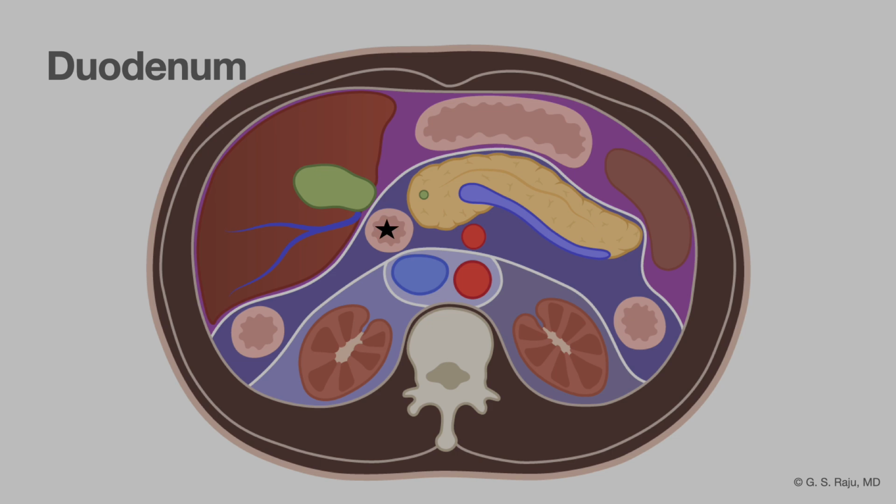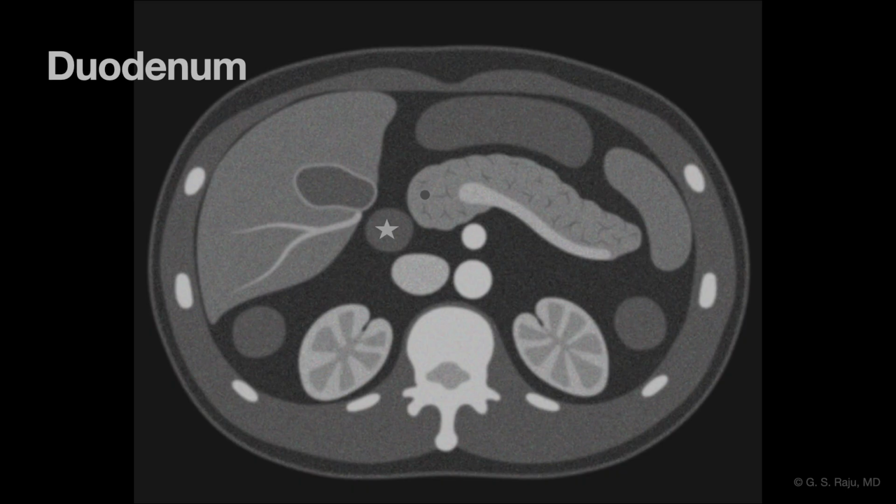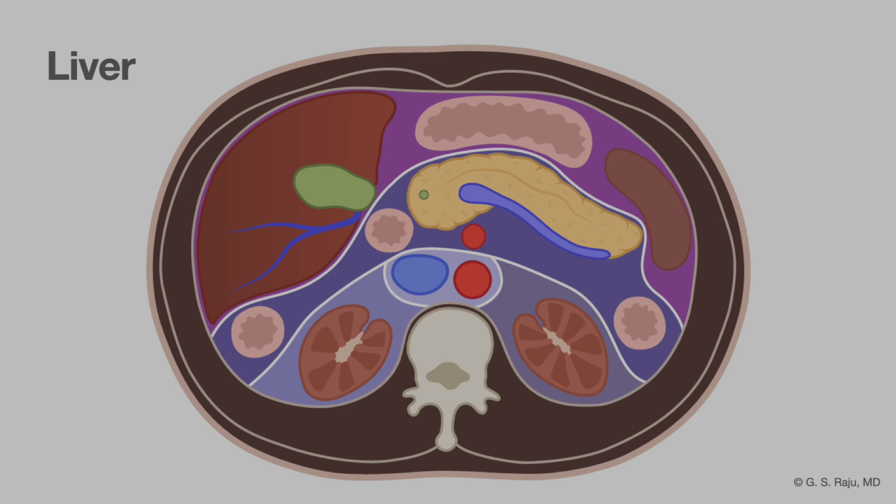You can move your CT scan sections up and down, and you'll be able to see the C loop of the duodenum. So that's what it looks like. So we have identified the pancreas, we identified the C loop of the duodenum. Now let us move to the right and identify the liver.